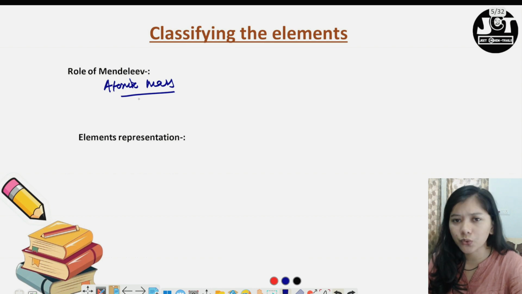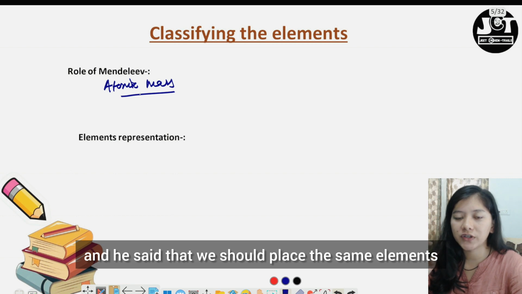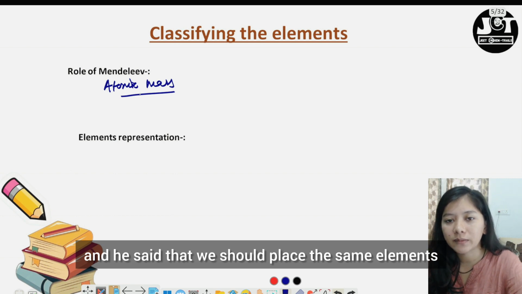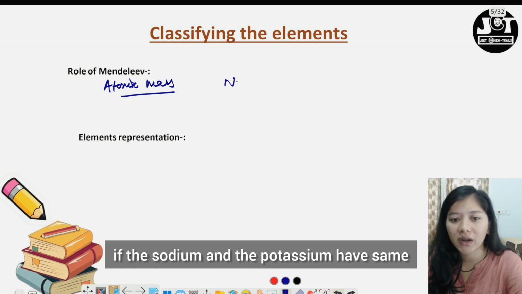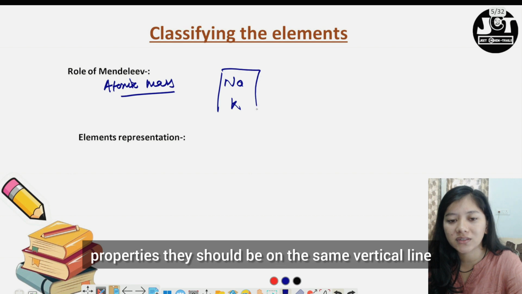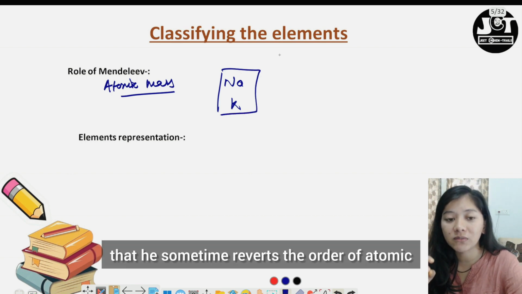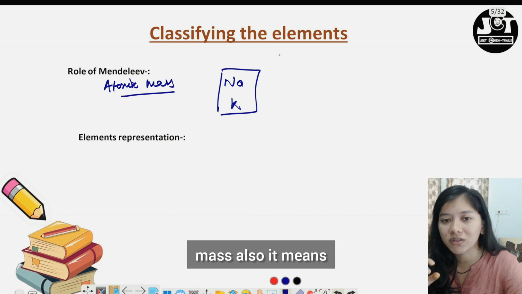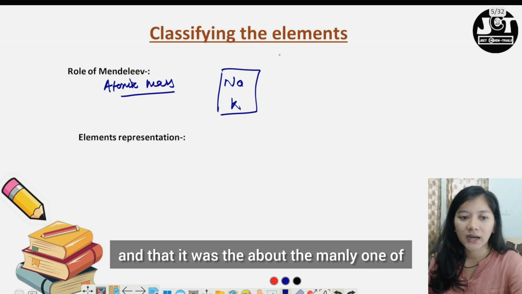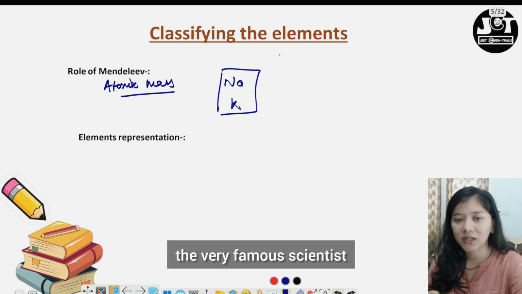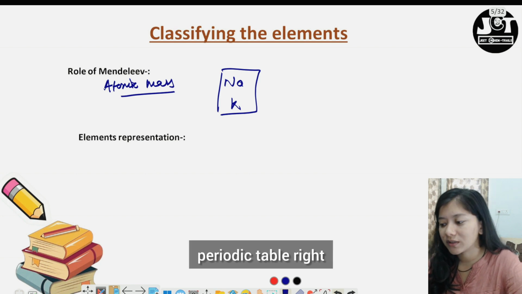One of the basic significances of this periodic table is that Mendeleev used properties as the main criterion, and he said that we should place elements with the same properties in the same vertical column. Like if sodium and potassium have the same properties, they should be on the same vertical line. For that he sometimes reversed the order of atomic mass, which means he gave more priority to the properties, right? And that was about Mendeleev, one of the very famous scientists, whom we call the father of the modern periodic table, right?